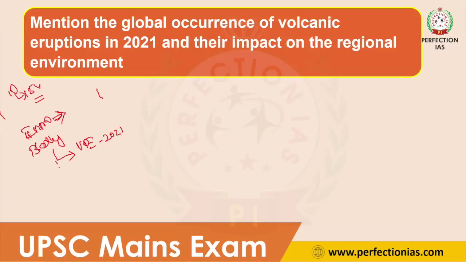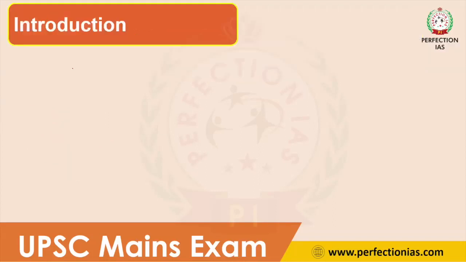In the second part, you have to write about the impact on the regional environment. You should not write general impact. You must focus on the impacts which are related to the regional environment. You should be very specific in the second part, and then the last part is the conclusion. This should be the structure of your answer. Now let us move on to the introduction.